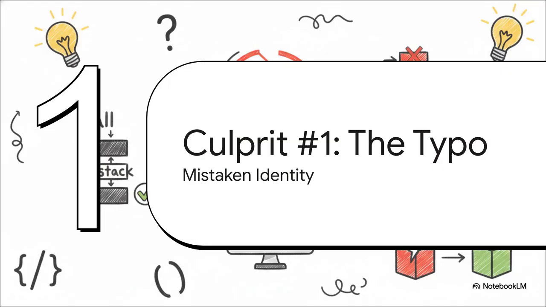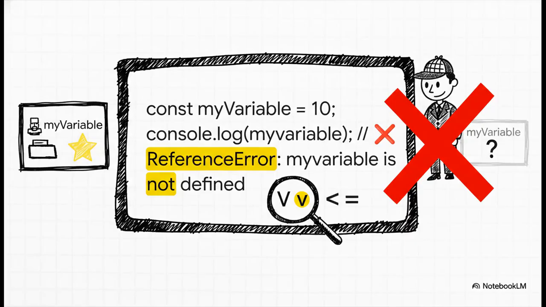Our first suspect is, without a doubt, the most common offender out there, the typo. It's a classic case of mistaken identity, and believe me, it trips up even the most seasoned developers. It's so simple, but it can be absolutely deadly for our code. Just look at how subtle this is. We declare a constant named myVariable with a capital V, right? But then we try to log myVariable with a lowercase v. To our human eyes, they look practically identical. But to JavaScript, they are two completely different things.